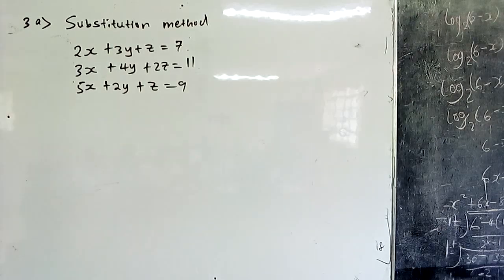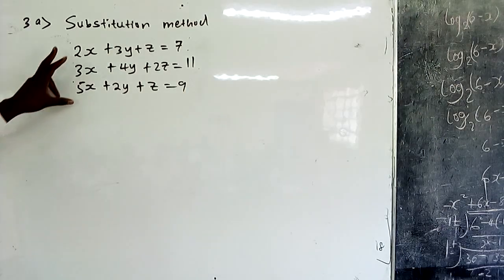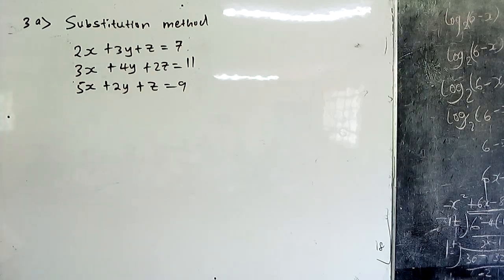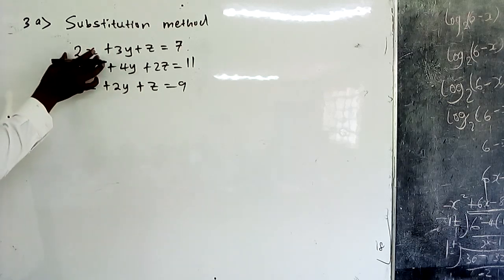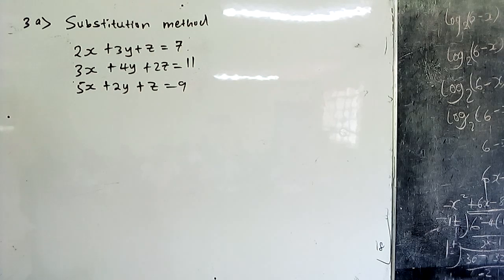So, part 3A: use the substitution method to solve the given simultaneous equations. So we want to substitute for x. Are we together? Yes. We want to substitute for x. So what we do, in the first equation, we make x the subject of the formula.